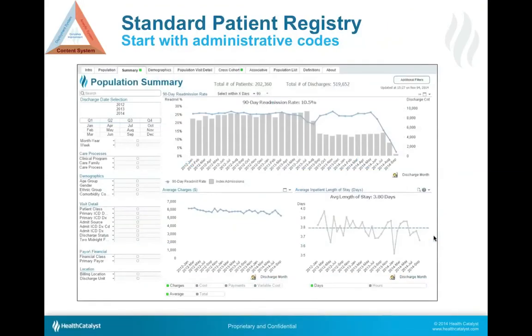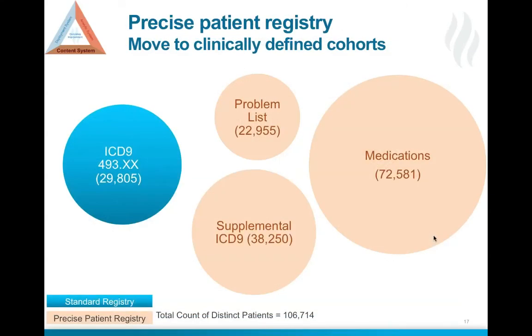Next, we'll want to really define the registry of patients, or the cohort of patients for a particular AIM. We can start with a standard registry from administrative codes, but we'll want to move quickly beyond just an administrative definition. Let me give you an example of how this would work.